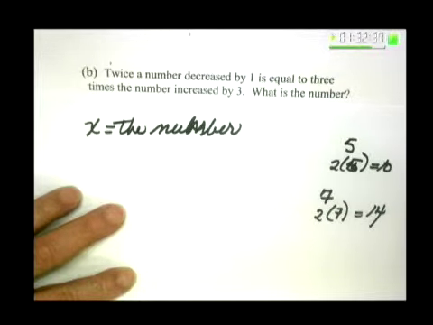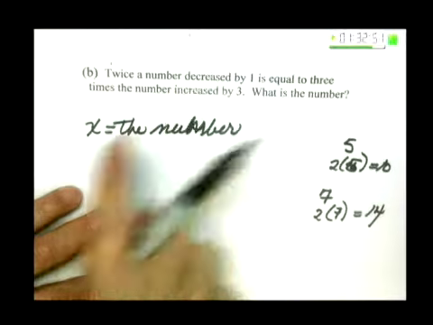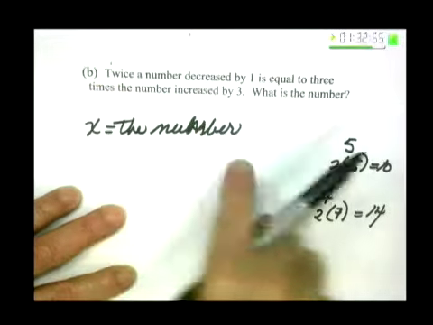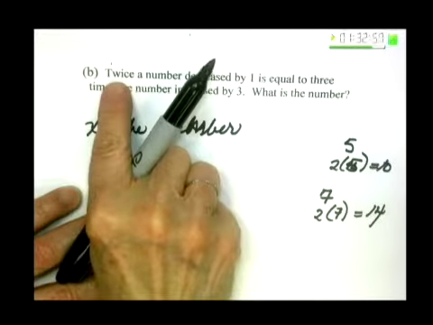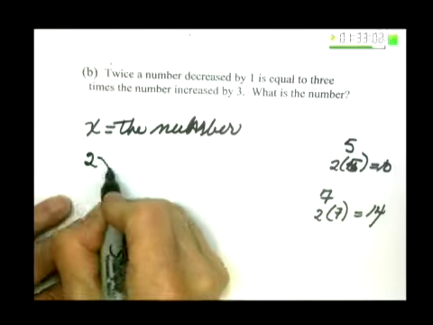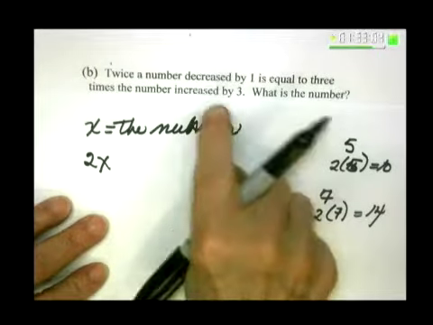Do not get twice confused with the word squared. Squared says multiply it by itself. Twice is the same thing as double, and twice and double mean multiply by 2. So twice a number. What's my number? No, what did I let? x. And I want twice that. So what's twice x? 2x.